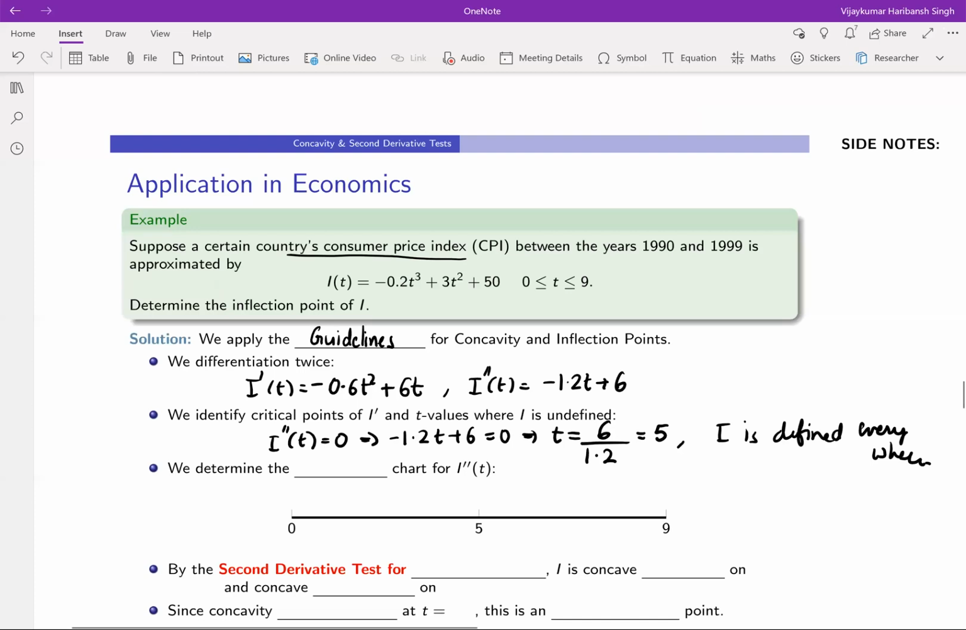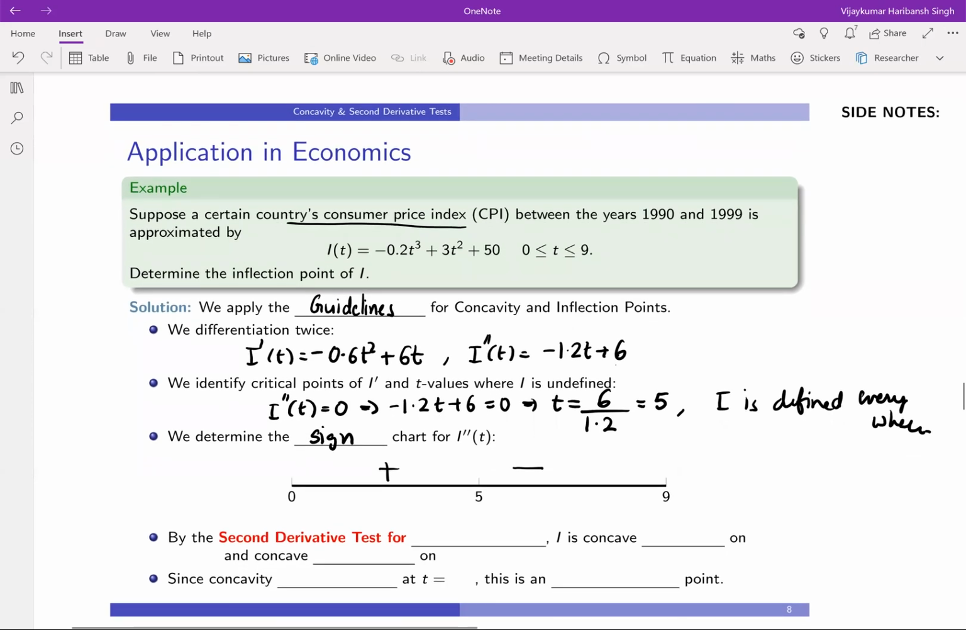So now what we need to do is determine the sign chart for f double prime, to see whether the 5 gives us an inflection point. So take a point of your choice here, say it's 0. If you substitute 0 in f double prime, you'll get 6. So here it's positive. Take a point of your choice here, say 6. If you put 6, you get minus 1.2 times 6 plus 6, and that is already negative, right? So here you have negative.